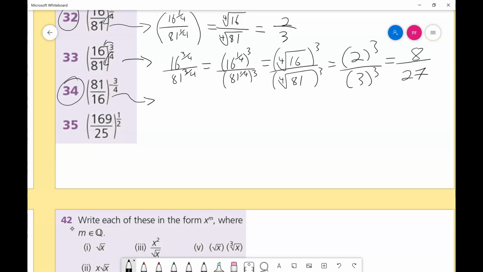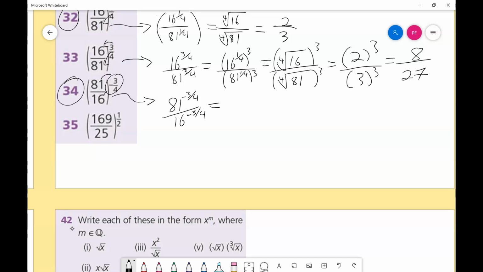So now I've got 81 over 16 to the power of minus 3 quarters. So again, I've got a power outside, so it applies to everything inside. So that is 81 to the power of minus 3 quarters over 16 to the power of minus 3 quarters. Now, we've got the minus, which tells me all of this is the wrong way around.